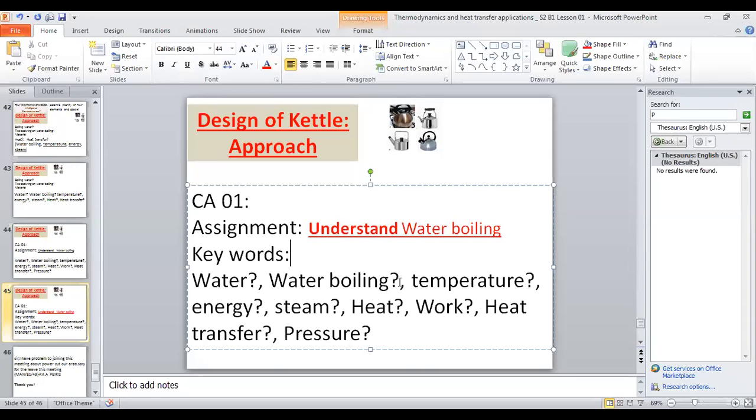Anyway, slowly we are going to learn thermodynamics somehow with a different approach.